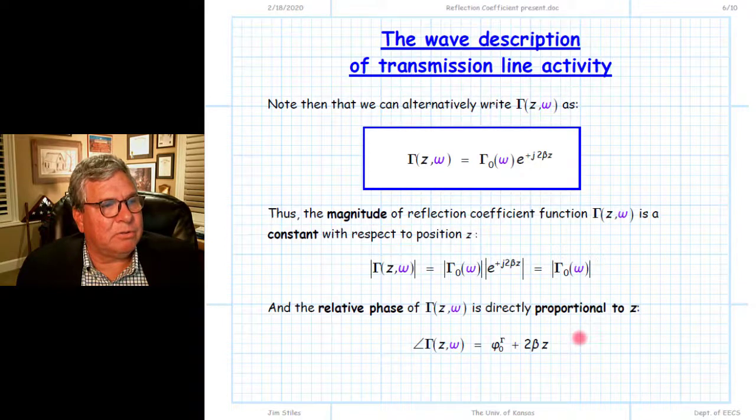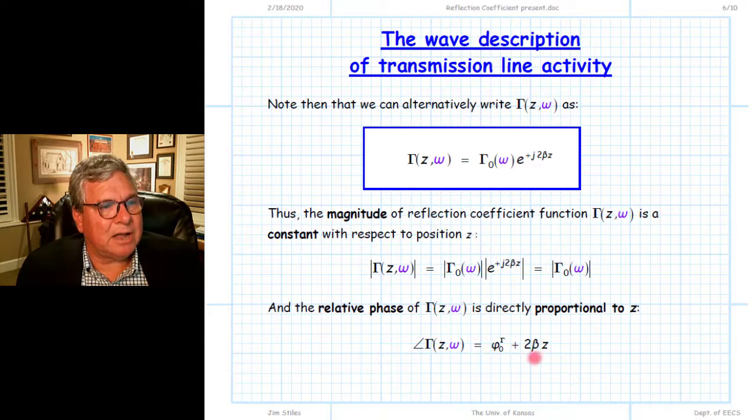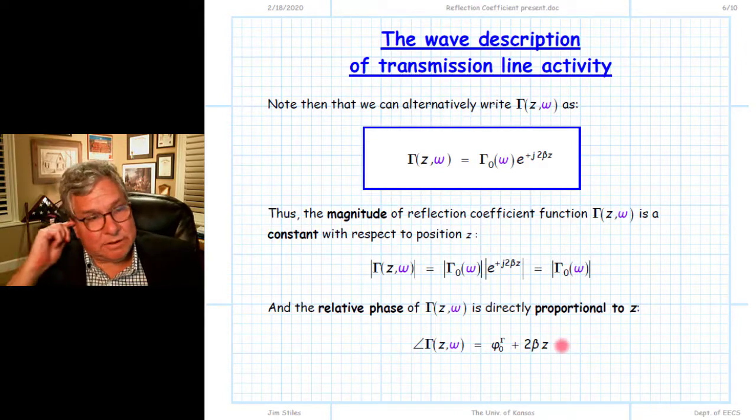Likewise, if we were to go through and try to figure out the phase of the reflection coefficient, it's pretty simple. It's simply the argument here. The phase as a function of position is simply proportional to the value of z with a proportionality constant of 2 times beta. So extracting the magnitude and relative phase from this result is very straightforward.